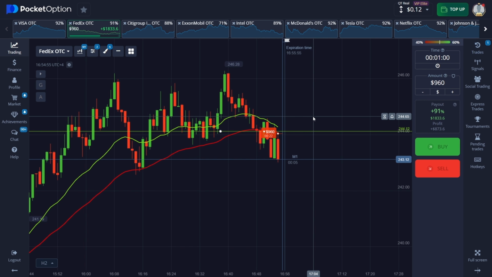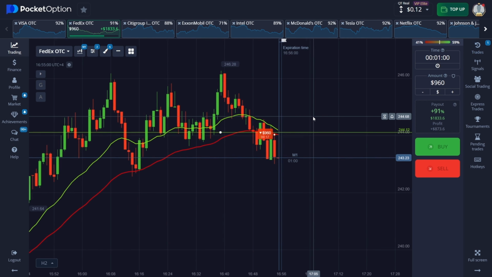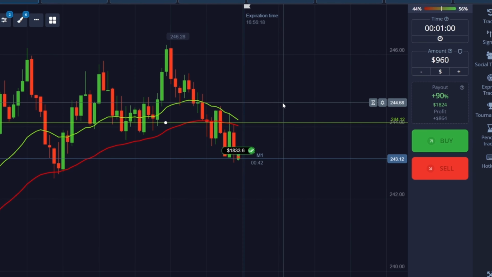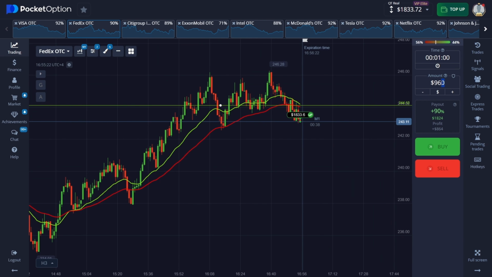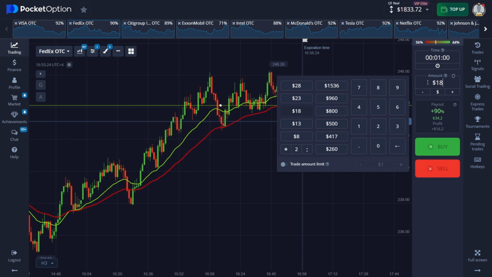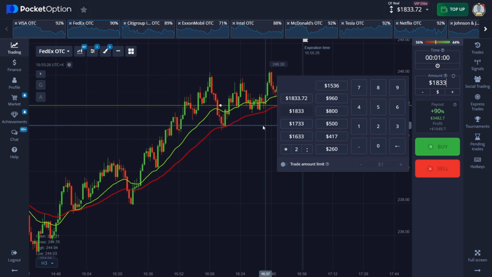It looks like a good win, but there are still 20 seconds left. Only a few seconds left and it looks like a win. If we win this trade, we will almost cover our previous loss. Yes, we won another trade. Now my balance turns into $1,833. We've covered our previous loss.